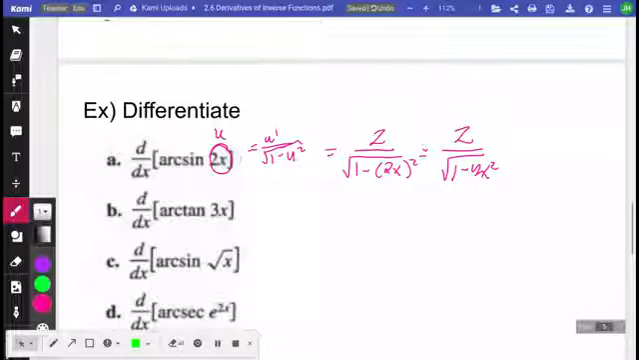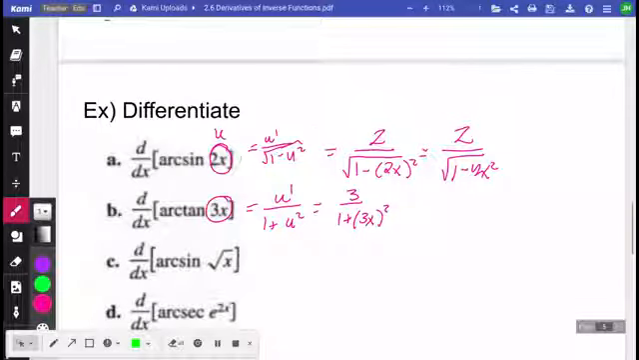All right, so we'll do tangent. Okay, so the tangent rule says u prime over 1 plus u squared. So my u prime will be 3, because the derivative of 3x is just 3, over 1 plus 3x quantity squared. And then we can simplify a little bit so that we have that.